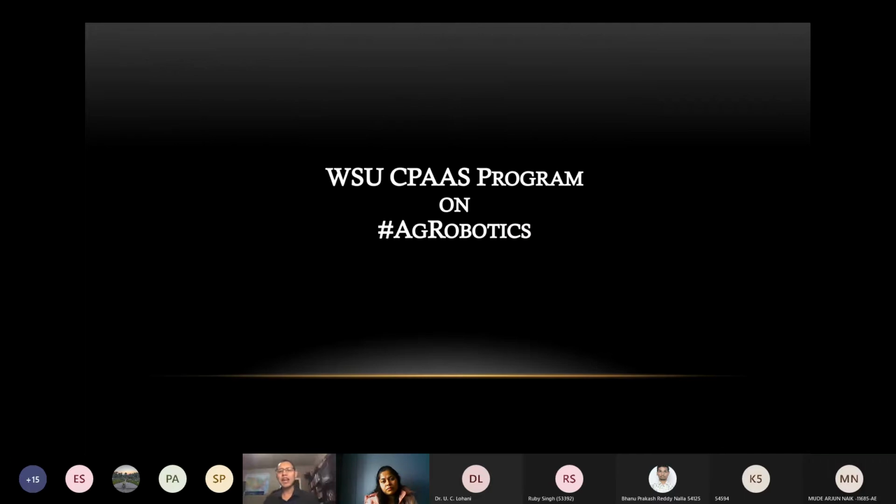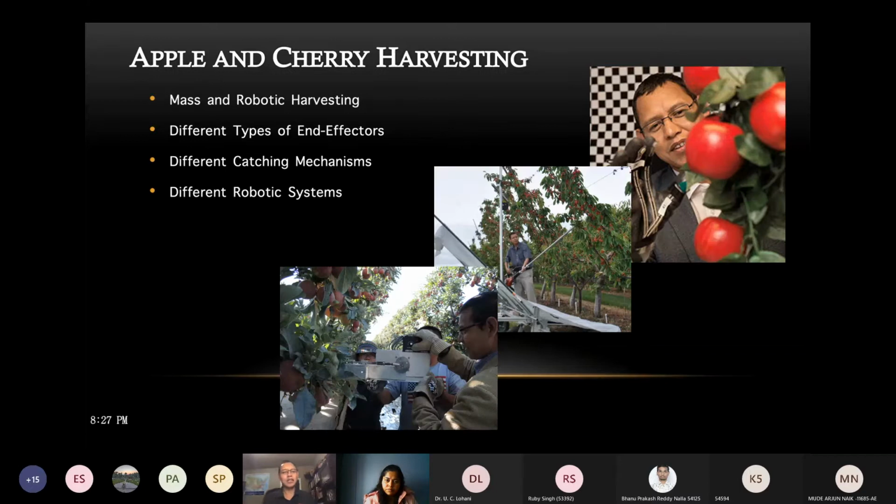So to address some of these challenges, the WSU CPAAS program on agricultural robotics that I lead has been looking at a few different fundamental as well as applied aspects in agricultural automation and robotics, with the hope that we can address some of those challenges around speed, accuracy, and robustness, as well as practical adoption and things like that. So one of the areas of our research and development has been apple and cherry harvesting. We have been looking at both what we call mass and robotic harvesting.